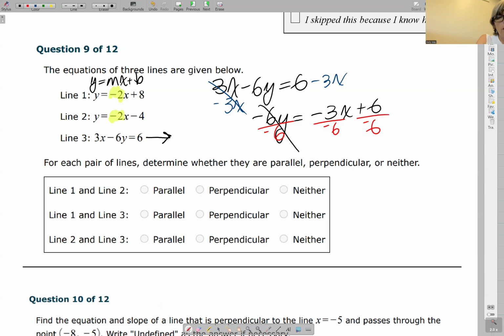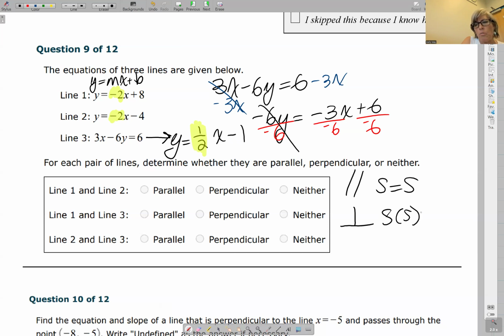So your new equation is going to be y equals, double negative makes a positive, 1/2 x minus 1. Now we have found our slope there. Now, remember the rule is this. If lines are parallel, the slope equals the slope. If lines are perpendicular, slope times slope equals -1. In other words, they are opposite reciprocals.